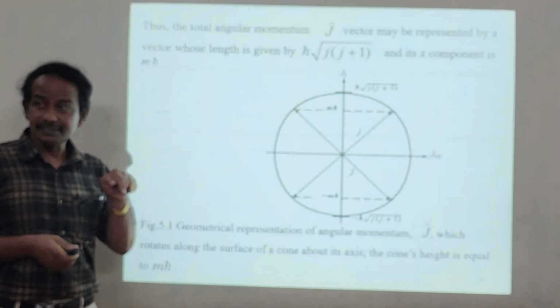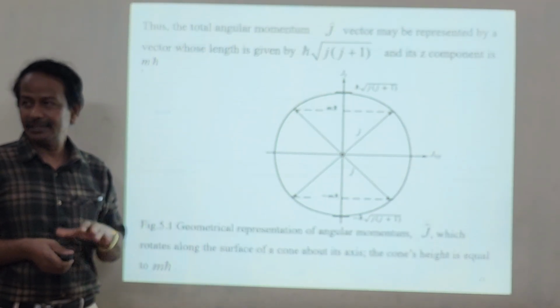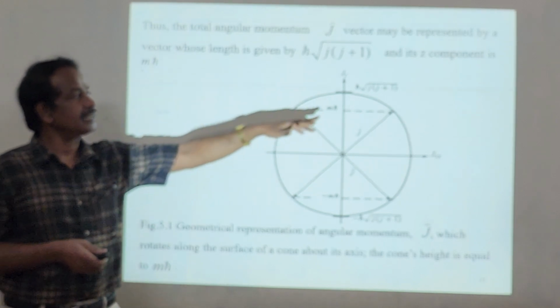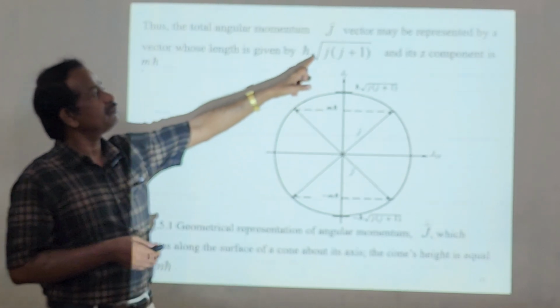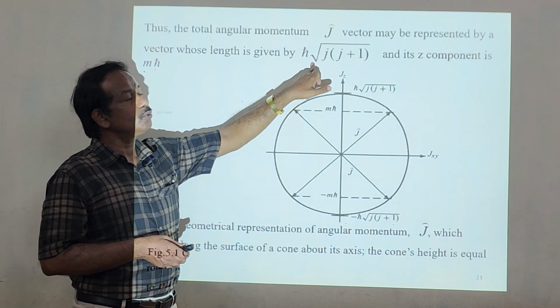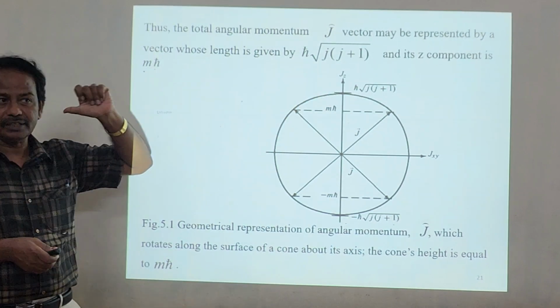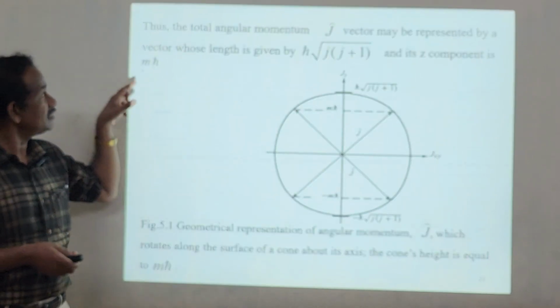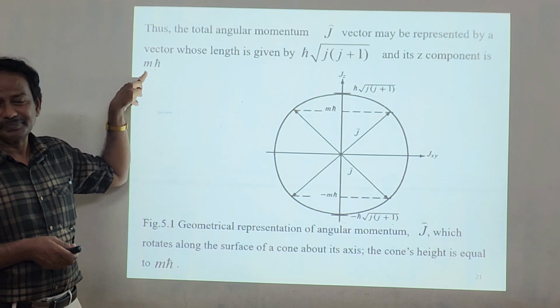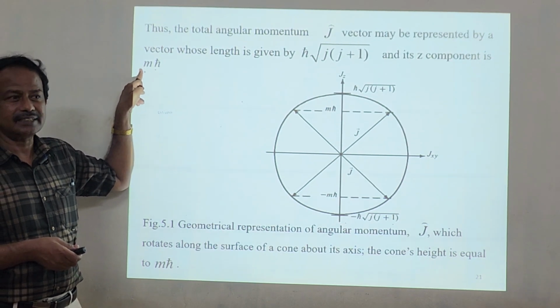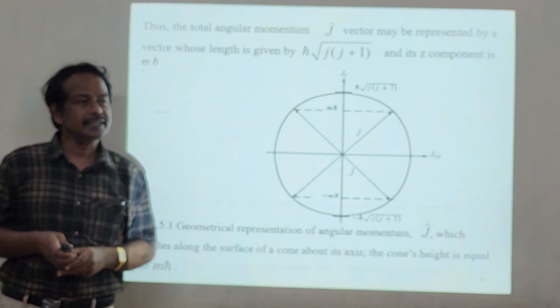We are going to use only a discrete basis. Here the direction is quantized. Your magnitude will be h bar root of j into j plus 1. That is your magnitude. Your direction will be your m h bar. So this is the z component.